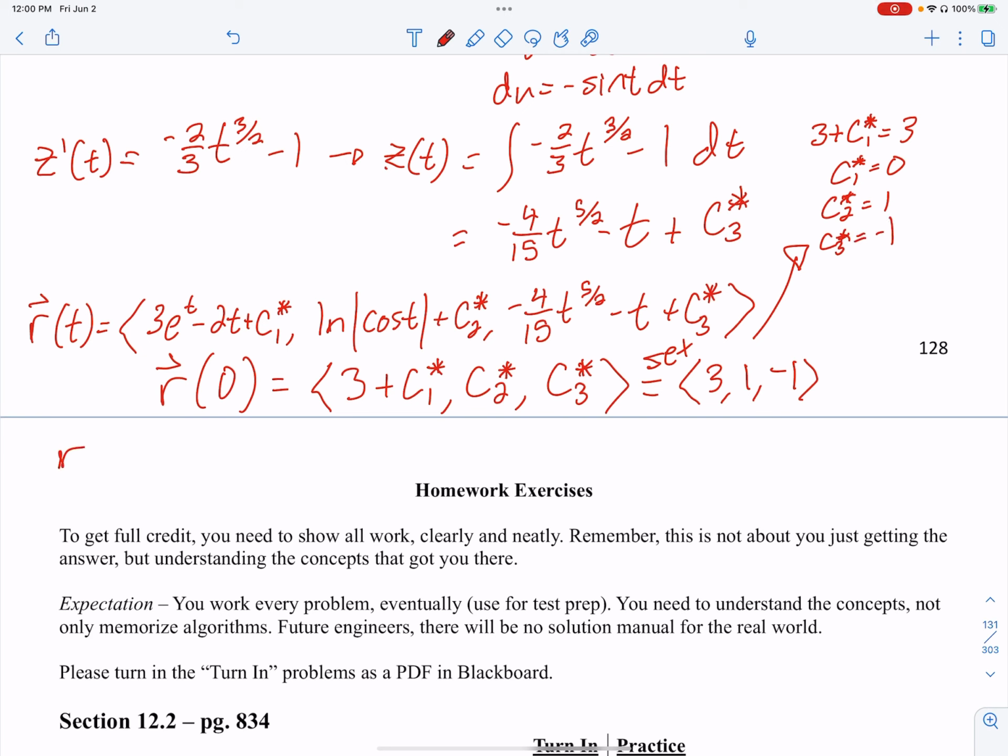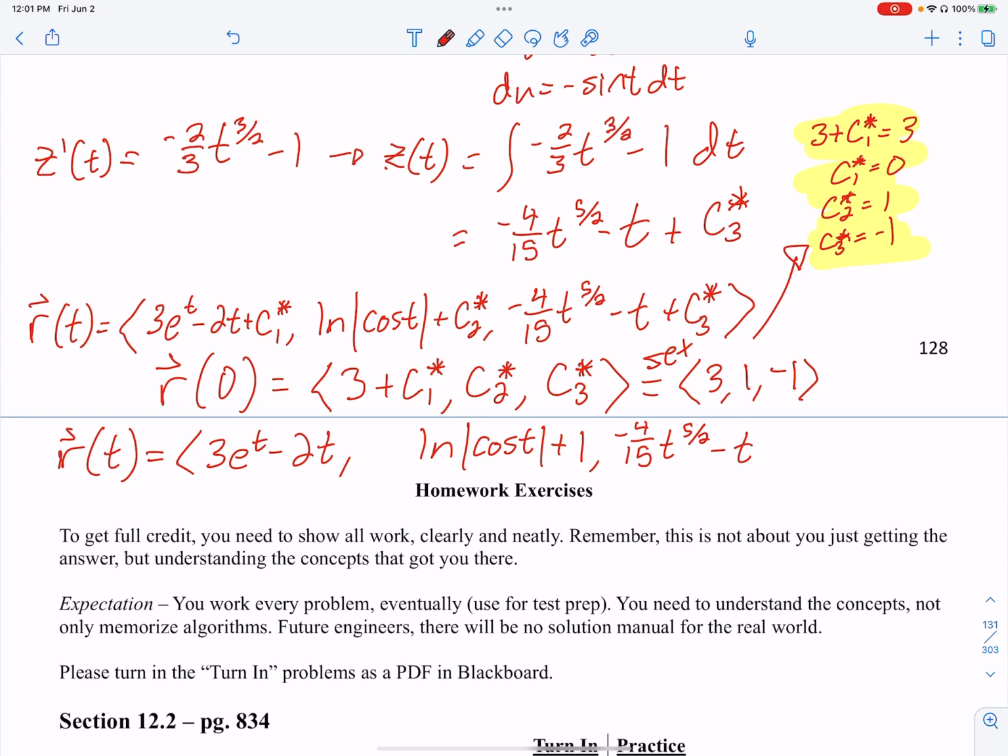So we can write out our final answer, r of t is equal to that whole function, 3e to the t minus 2t plus 3, plus, or then the second component, ln of cosine t plus 0. Oh, hold on one sec. I messed up. This isn't a 3, it's a 0. Right? Those values come from here. There we go. All right, and then c2 is 1. And then c3, I got negative 4/15 t to the 5/2 minus t minus 1. There is my answer.